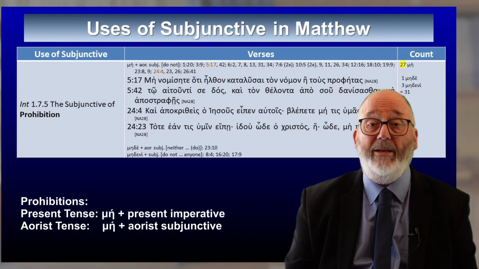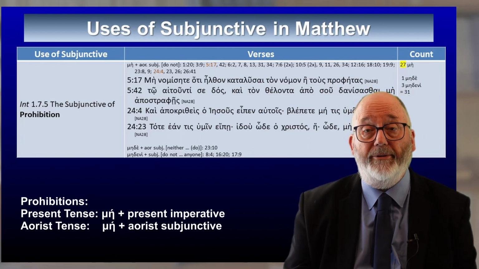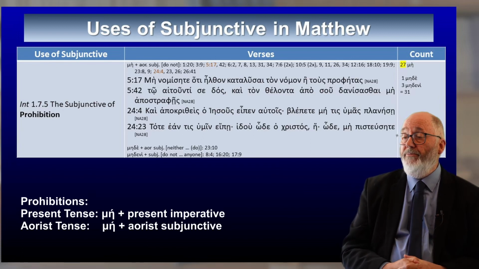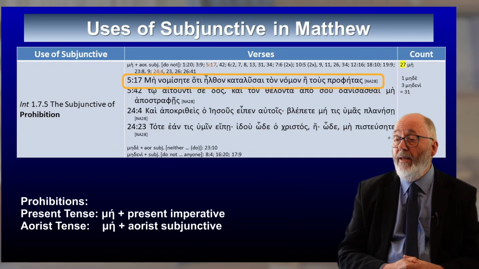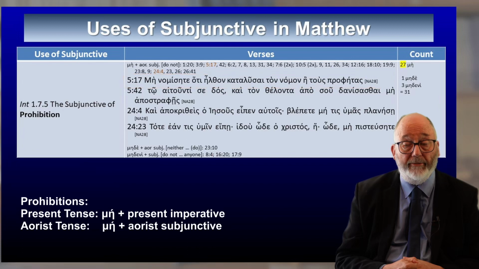And remember that the aorist tense is kind of like the default tense. It's the one that's used most often. So let's look at some examples. Matthew 5:17, me nomisete, do not consider, from nomizo. Me plus the aorist subjunctive of nomizo means do not do something.